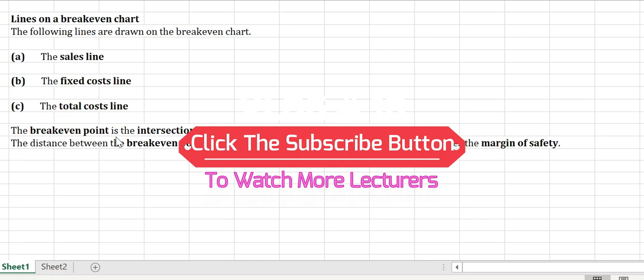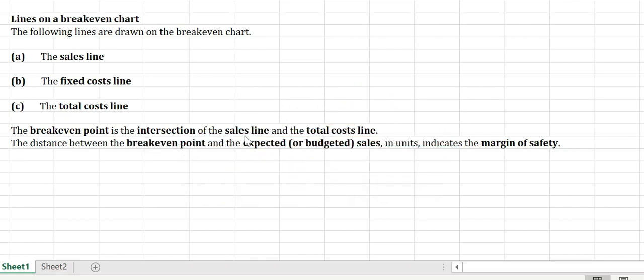Then the break-even point will be the intersection of the sales line and the total cost line. When you draw the sales line as well as the total cost line, the intersection of those two lines will be the break-even point. Further, we can identify the margin of safety by identifying the distance between the break-even point and the expected or budgeted sales in units. So margin of safety also can be identified through this break-even chart.